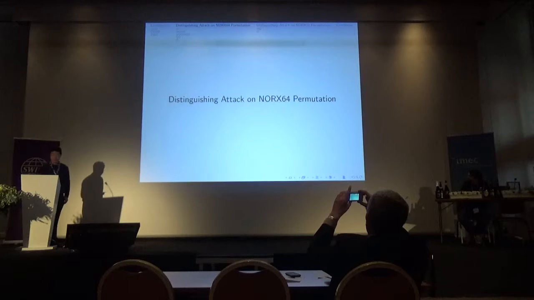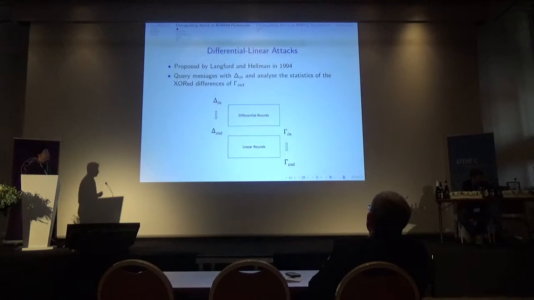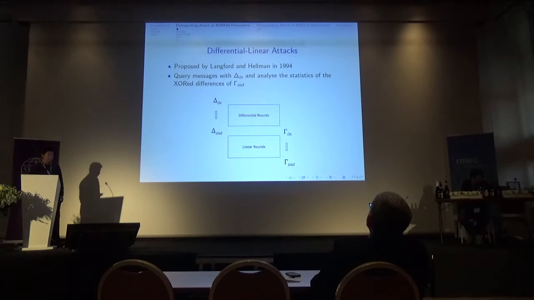Now we go to the details of the distinguishing attack. First, the NORX 64 permutation. We give a recall of the differential-linear attack. It was proposed by Langford and Hellman a couple of decades ago. The idea is to first divide the cipher into two parts, the differential part and the linear part. Then we introduce a difference at the beginning and analyze the statistics of the XOR sum of the output linear mask field.